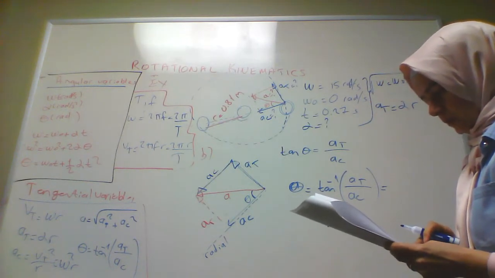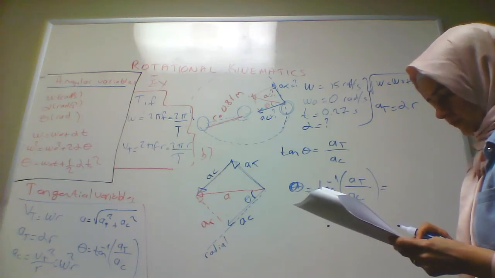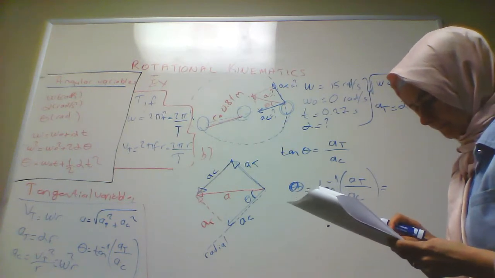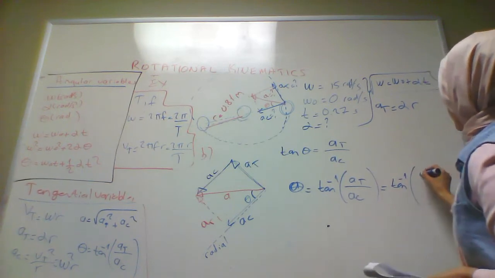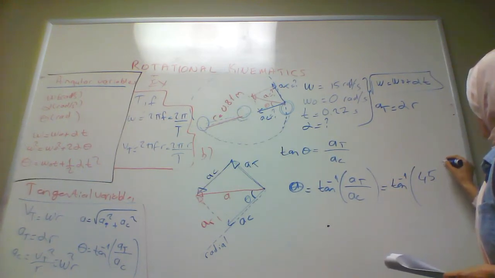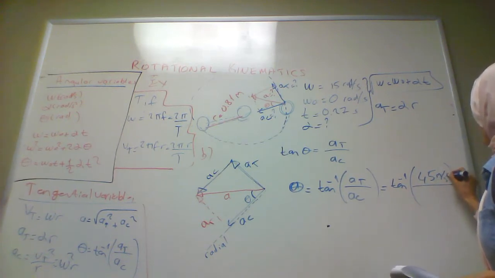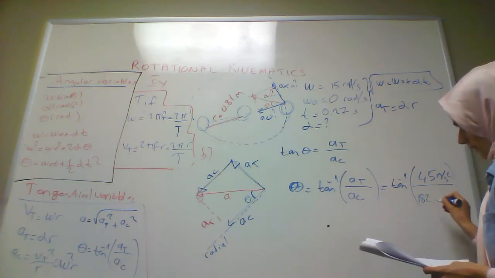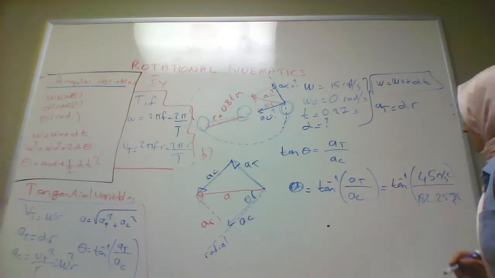So our AT was 45, tangent to minus 1, 45 meters per second squared. I'm dropping the units, so let me not drop them. Meters per second squared divided by AC, 182.25, or 0.3 meters per second squared.